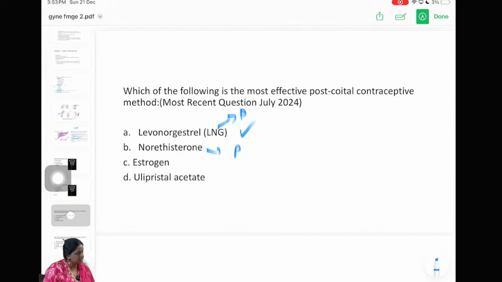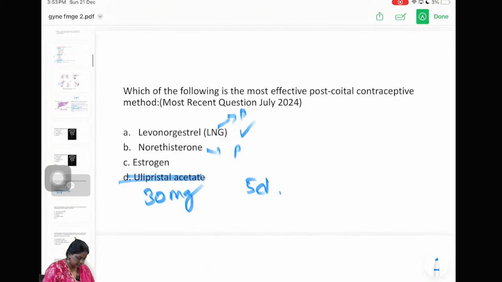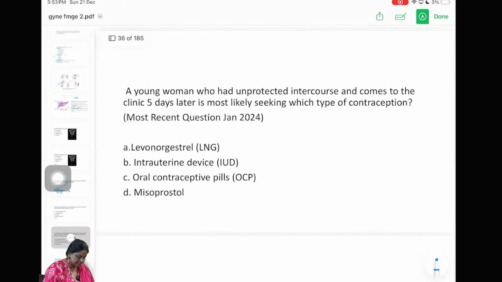Levonorgestrel is also a progesterone. Ulipristal, I said, delay. Ulipristal is going to be effective for 5 days. It is one of the best drugs, 30 mg OD, single dose. Where did we see ulipristal previously? Fibroid. Right. Once again, the patient comes to the clinic 5 days later.